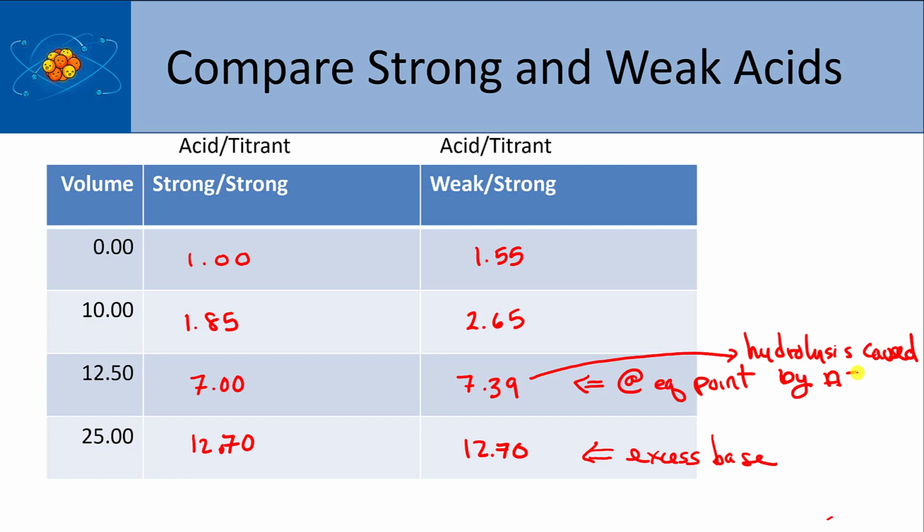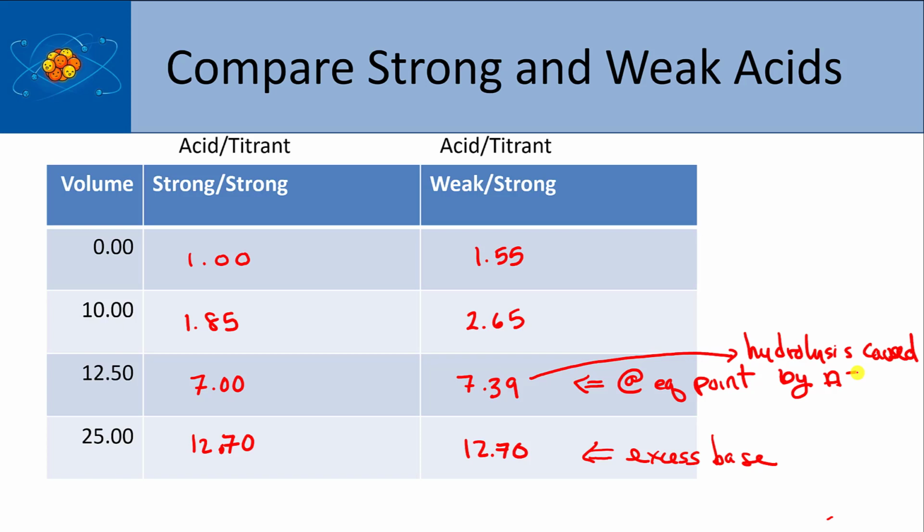Okay, so you produce this conjugate base in solution. At the equivalence point, technically you've reacted all of it, but some of it back reacts. It reacts with the water that's surrounding it, and it causes a little bit of hydrolysis. That means you're going to have excess hydroxide in the solution, and your pH will always be higher at the equivalence point for a weak acid.